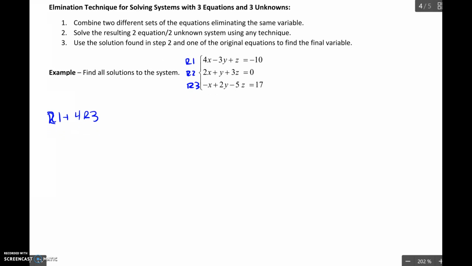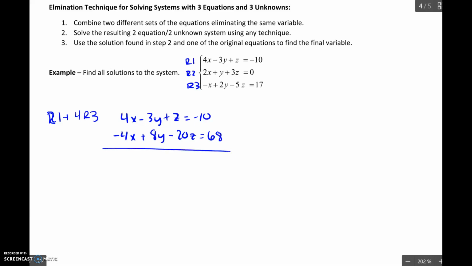So I have row 1, which is 4x minus 3y plus z equals negative 10. And row 3 is negative 4x plus 8y minus 20z equals 68. I think that's right. Add them together. The x's cancel. You have 5y minus 19z equals 58. All right, so I've used row 1 and row 3 to eliminate the x's.